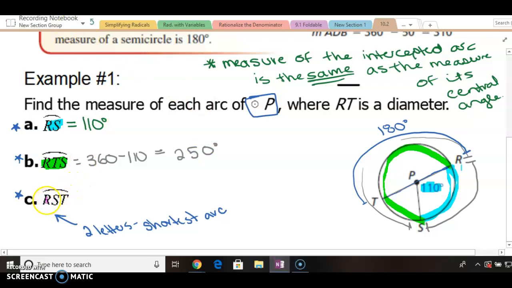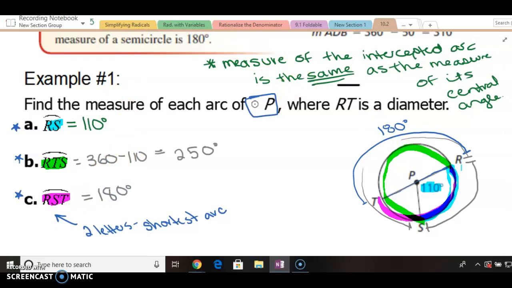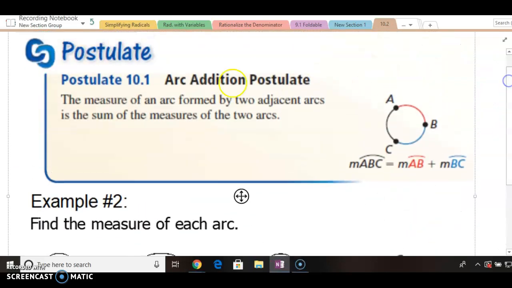Last but not least, arc RST, and guys, notice this arc symbol at the top. So arc RST, we're going to go in order, so R to S to T. Well, if the upper part's 180, this has to be the remainder of 360, so 360 minus 180 is also 180 degrees.